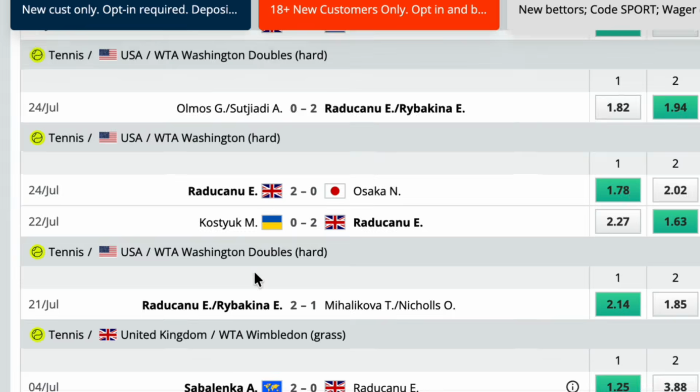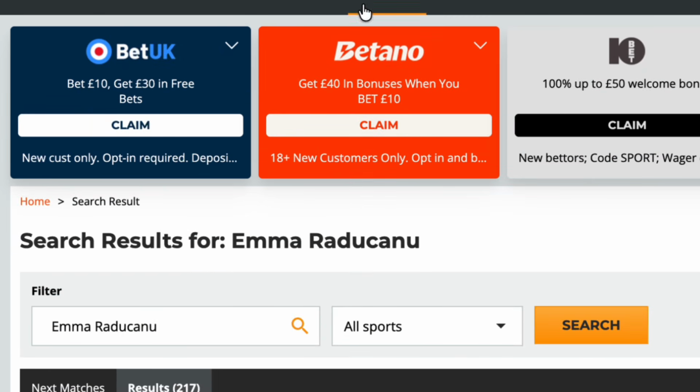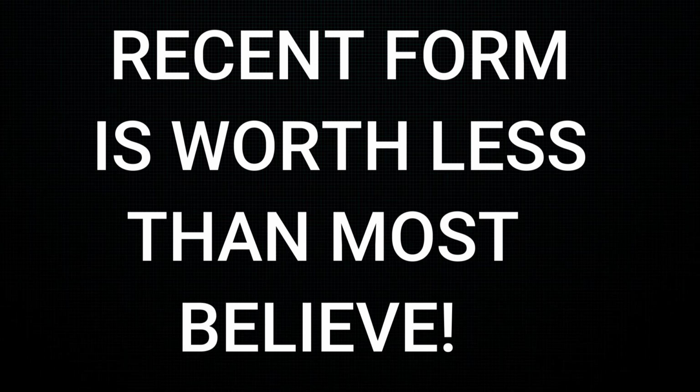Now just one key warning. Recent form is often overrated by sportsbooks and bettors alike, so recent form is worth less than it should be, so just bear that in mind.